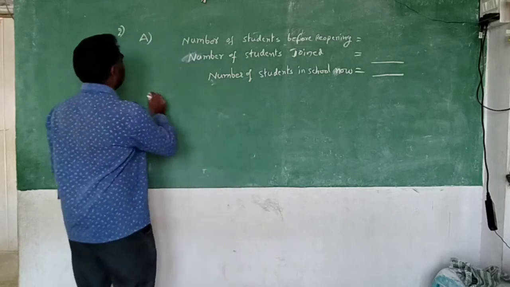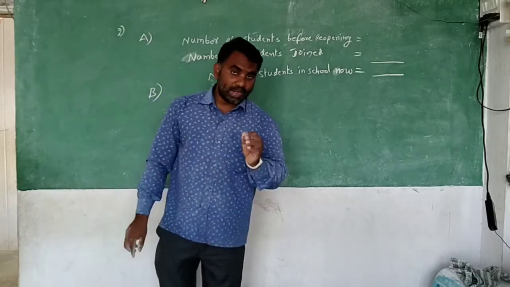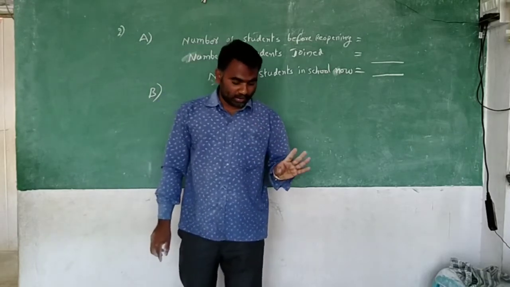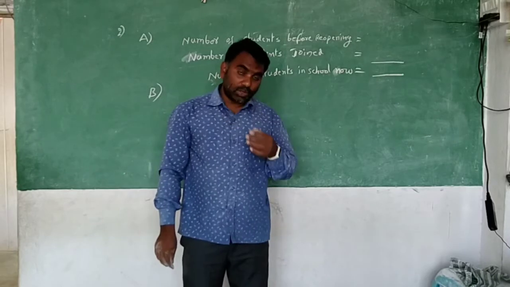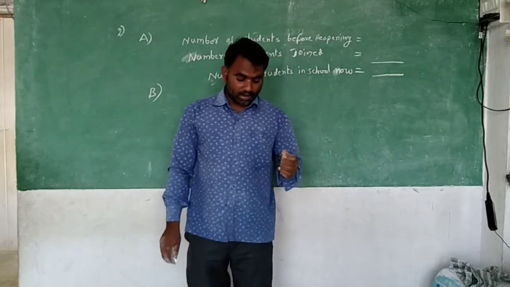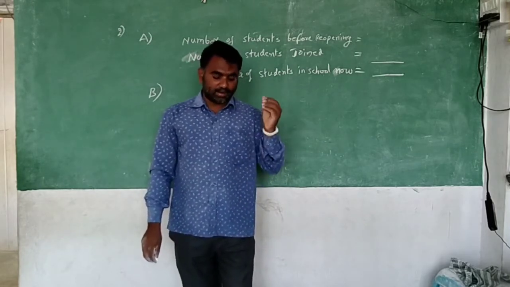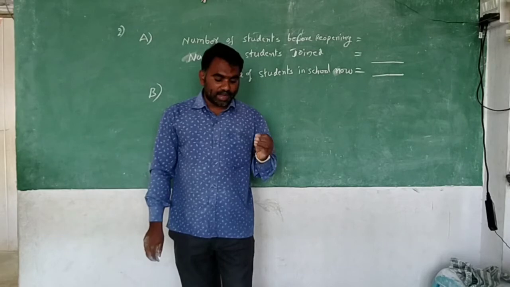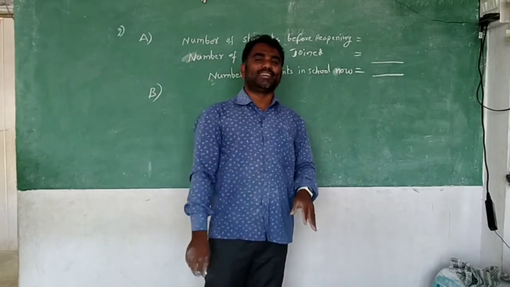Okay, now the question number B. What is question B? Okay, listen when I am explaining. Listen carefully. Take the textbook and check it. There are 135 mango trees and 145 guava trees in a garden. How many trees are there altogether in the garden?